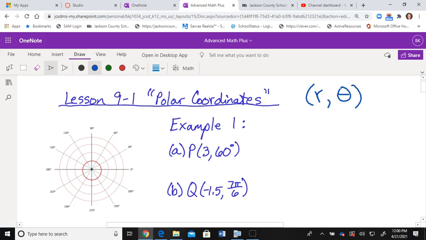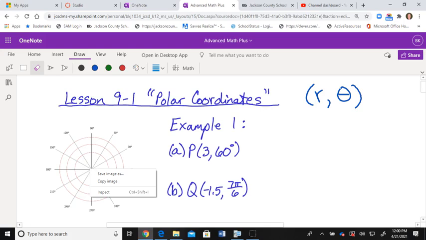So when it asks you in example 1 to graph P, which is (3, 60 degrees), I'm going to do both of these on the same graph, because I can label. So 3 at 60 degrees. You see all the circles? This smallest circle has a radius of what? 1.